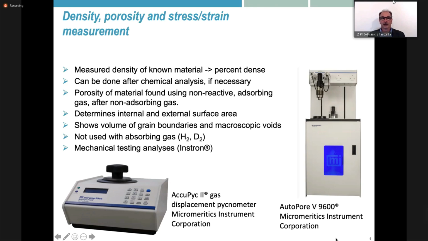For pure materials, the measured density tells you what the percent density of the material is, as very often these materials are not 100% dense. Knowing the non-molecular absorption or adsorption, that is not what's in the interstitial sites, allows one to better calculate how much of the hydrogen isotopes are in the interstitial sites. You can also do metals analysis through stress strain instruments.